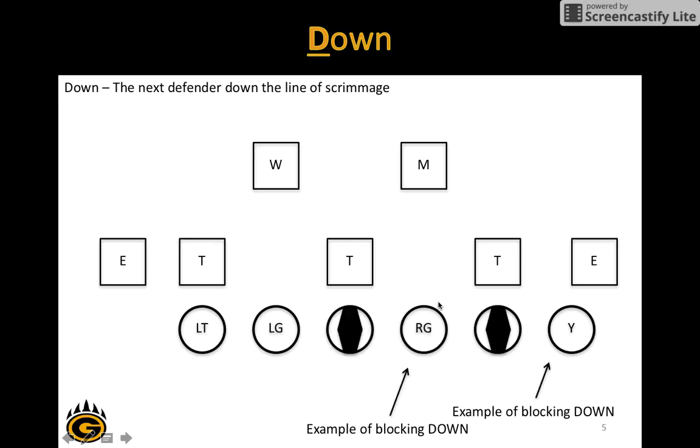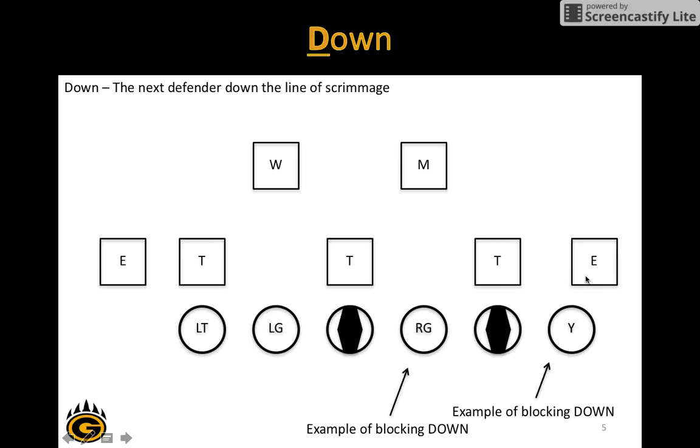So he's going to go to the next step, which is down. He looks to the first man down the line of scrimmage, and that will be the tackle right here. So this right guard is going to go down on the tackle. Over here, we have the Y. He's going to follow his rules. Is there anyone in his gap? Inside shoulder, outside shoulder, or actually in the gap? No, there is not.